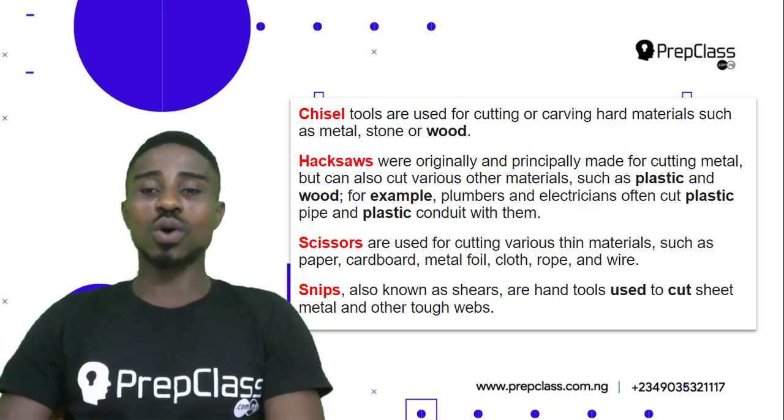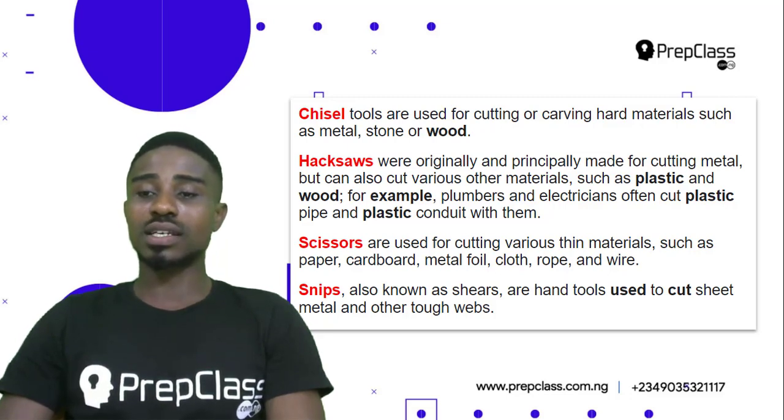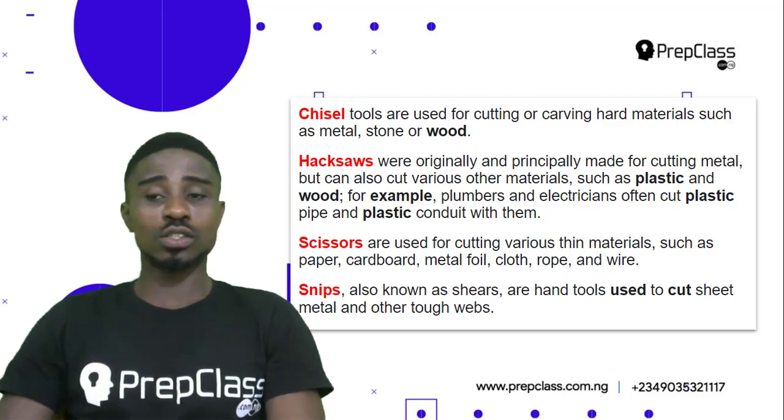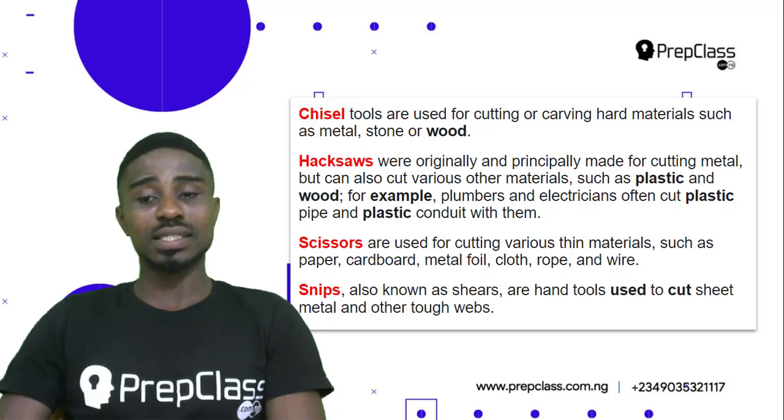The next one says hacksaws. They are originally and principally made for cutting metal, but can also cut various other materials such as plastic and wood. For example, plumbers and electricians often cut plastic pipes and plastic conduits with them. So a hacksaw is also used for cutting metal. But the metal we are specifically concerned about is thin sheet metal. And we know thin sheet metal is usually light.